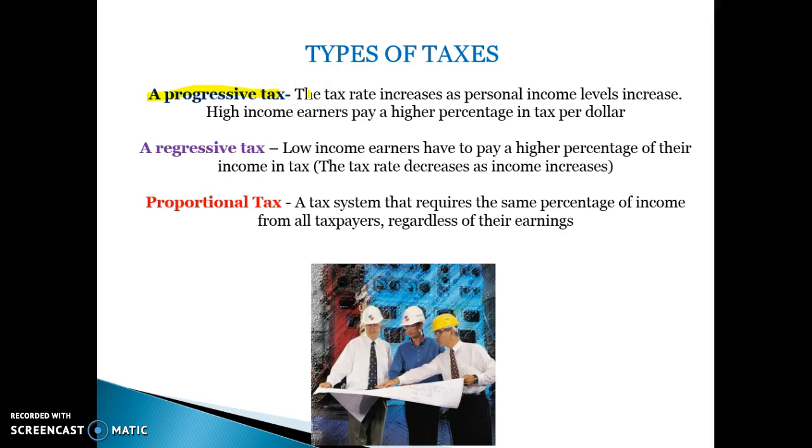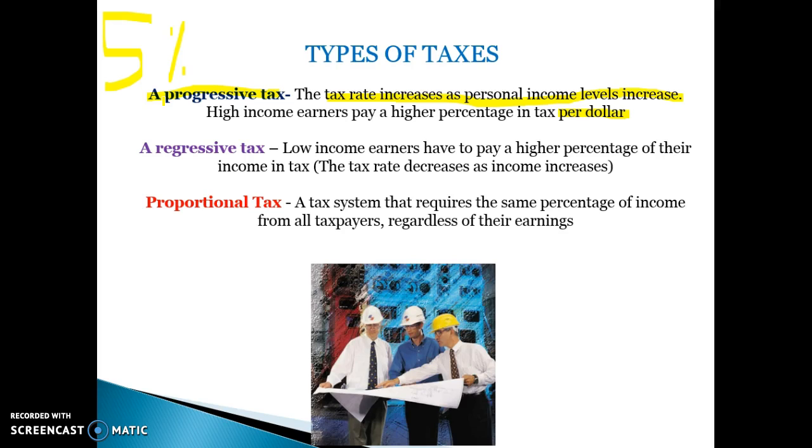Progressive tax, you can't just say that a progressive tax means that high income earners pay more tax. You've got to be a little bit more specific than that. So a progressive tax means that the rate of tax increases as personal income levels increase. So higher income earners pay a higher percentage in tax per dollar. Higher income earners are going to pay more tax even if it's proportional tax, because they'll pay 5% of their income, and if they're earning a higher income, they're going to be paying more. But a progressive tax means that the actual rate of tax increases per dollar of income earned.